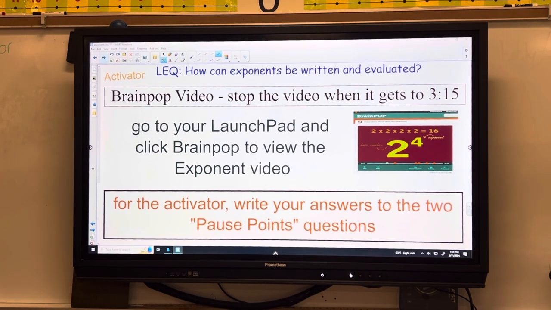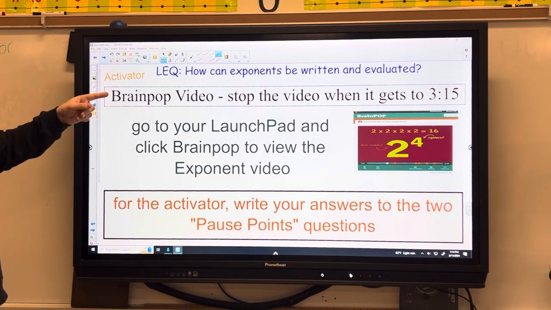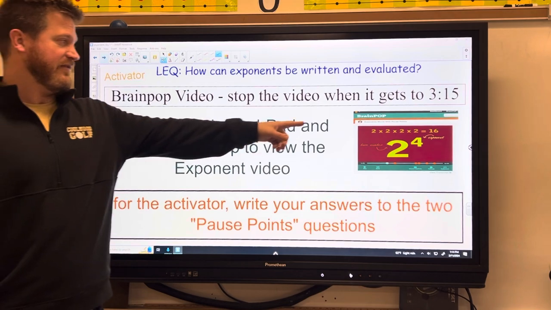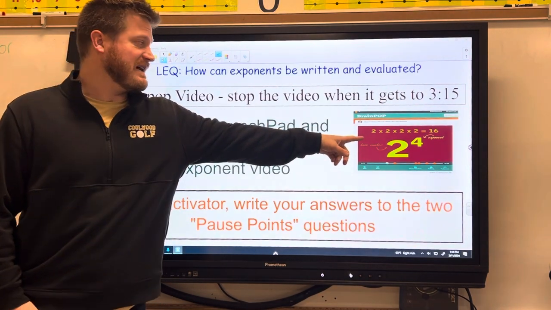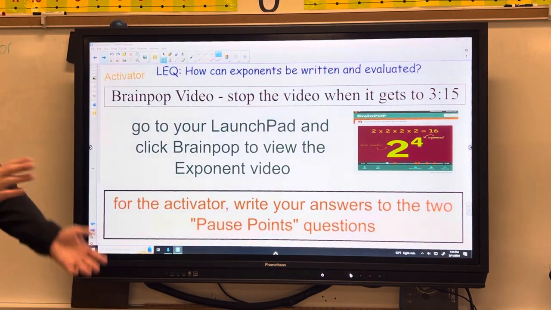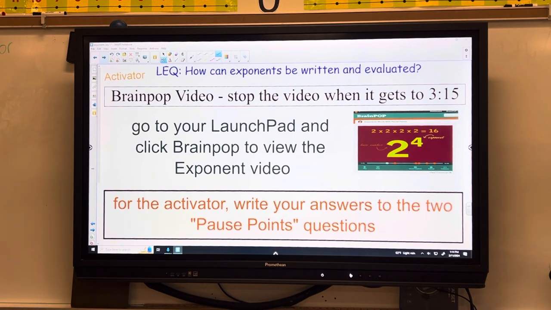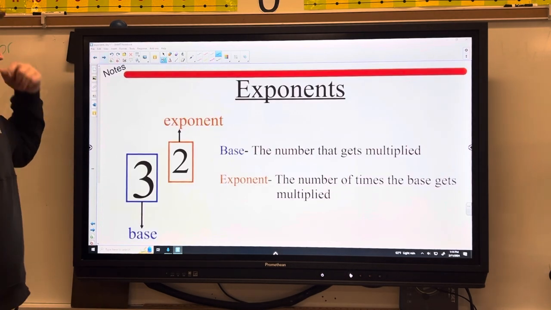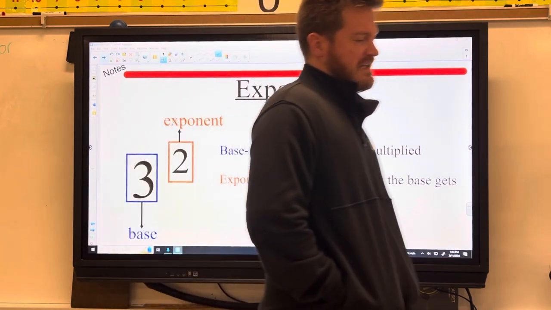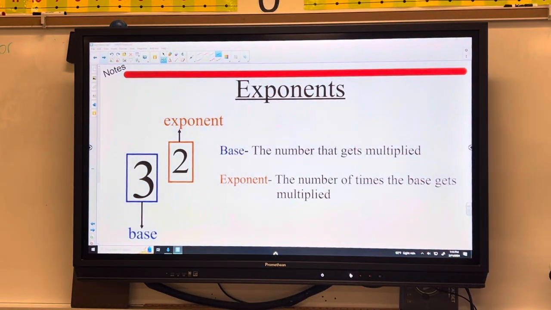So at this time, stop this video, go to Launchpad, click Brain Pop, and then find the exponent video with pause points that looks like that. Pause the video, come back to me later. All right, hopefully you watched the video, got those 2 questions correct. So we can move on to first slide of the day.